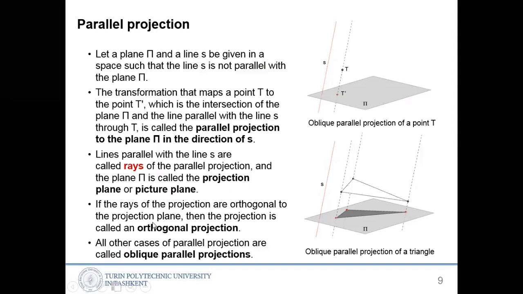So that is an orthogonal projection. If the projecting rays are orthogonal to the projection plane, the angle of the ray to the plane P is very important. Here you can see that the angle is less than 90 degrees. If you make it perpendicular to the plane P, it is 90 degrees, and that will be an orthogonal projection. If the rays are orthogonal to the projection plane, then the projection is called the orthogonal projection.